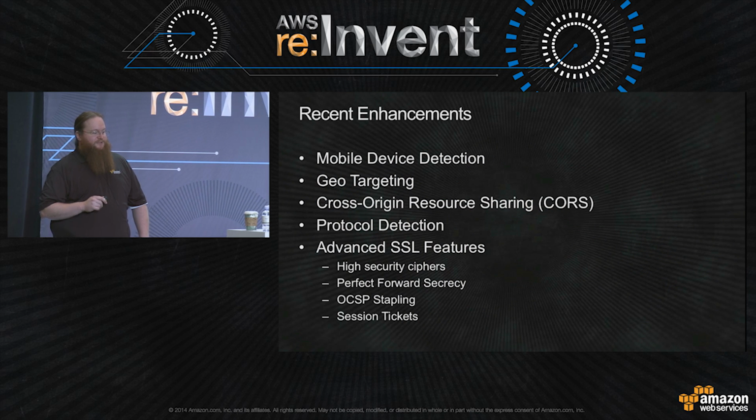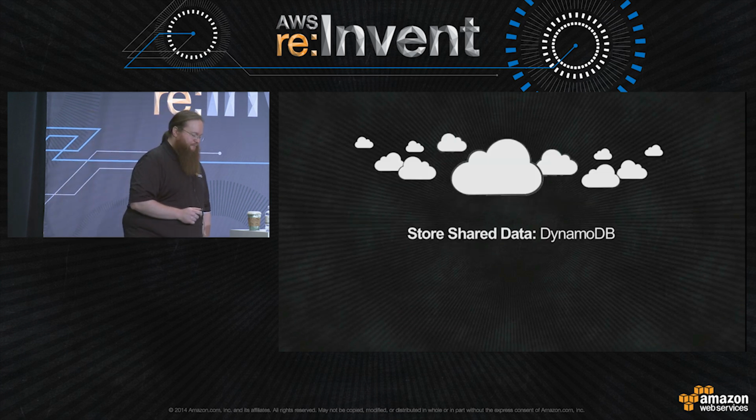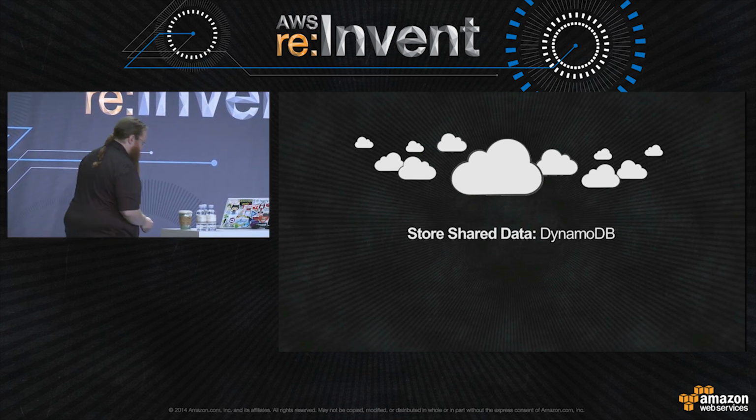So the recent enhancements: we added additional mobile device detection, geo-targeting, and CORS. So if you want to serve JavaScript apps from CloudFront, you can do that and use CORS. We also have protocol detection, and some really great enhanced SSL features if you're worried about security. So that's CloudFront, which allows you to speed up your delivery of files.